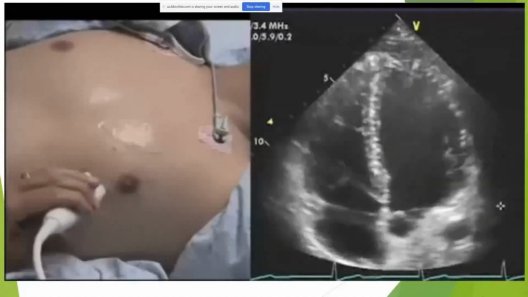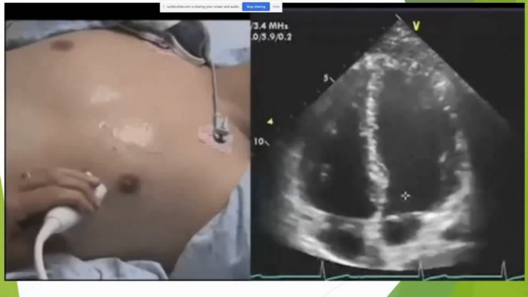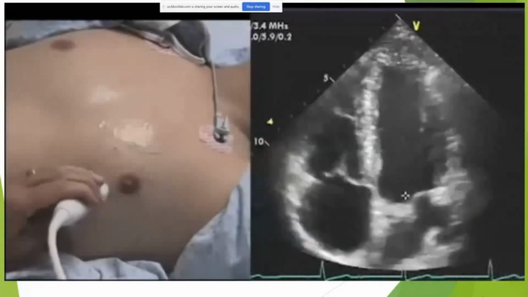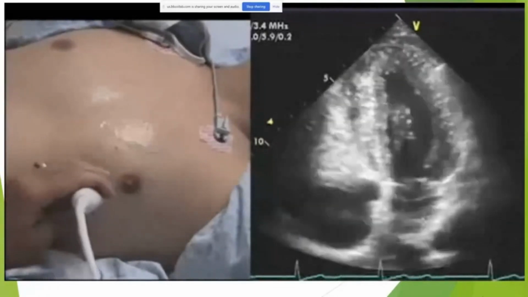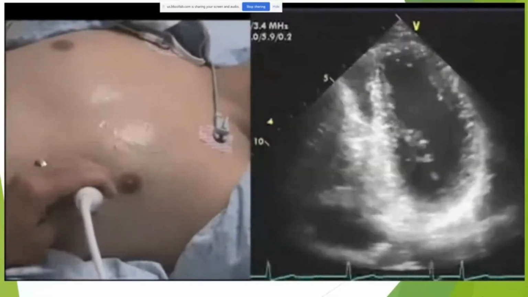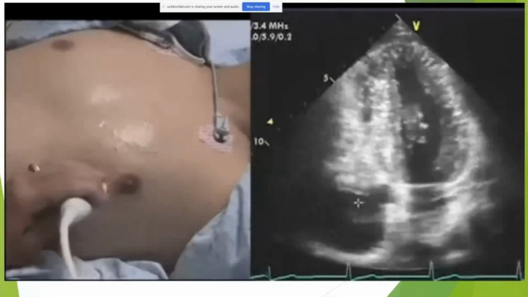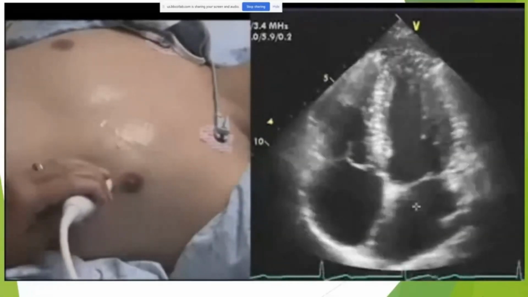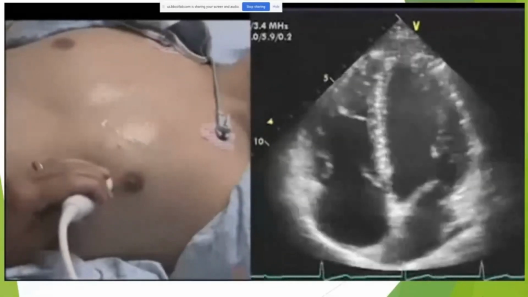Again, too anterior, the aorta comes in. We go towards the apical five-chamber view. Too posterior, coronary sinus comes in, and that means we're too posterior, and that's not a good apical four-chamber view. So that is the best apical four-chamber view right there.